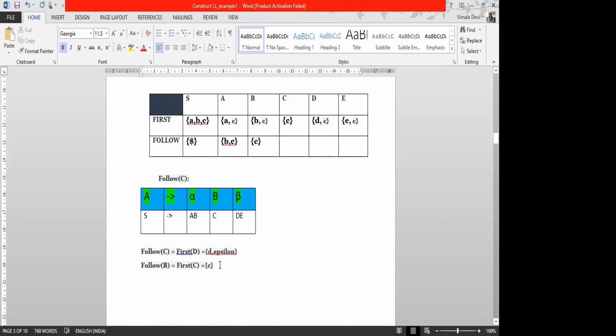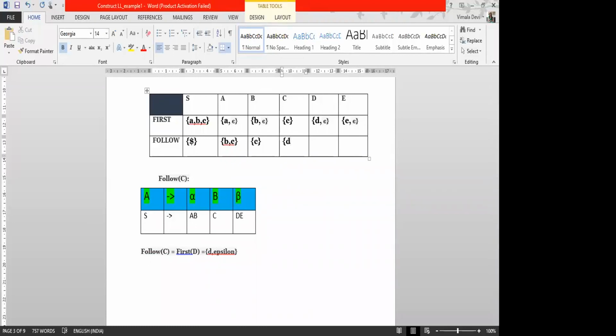I'll just erase the next line. Let me type it once again. So follow of C is first of D. First of D is, we already identified, D and epsilon. So follow of C contains D. I cannot include epsilon. If I should not include epsilon, what do I need to do? I have to look into the box carefully now. I am replacing this D by epsilon.